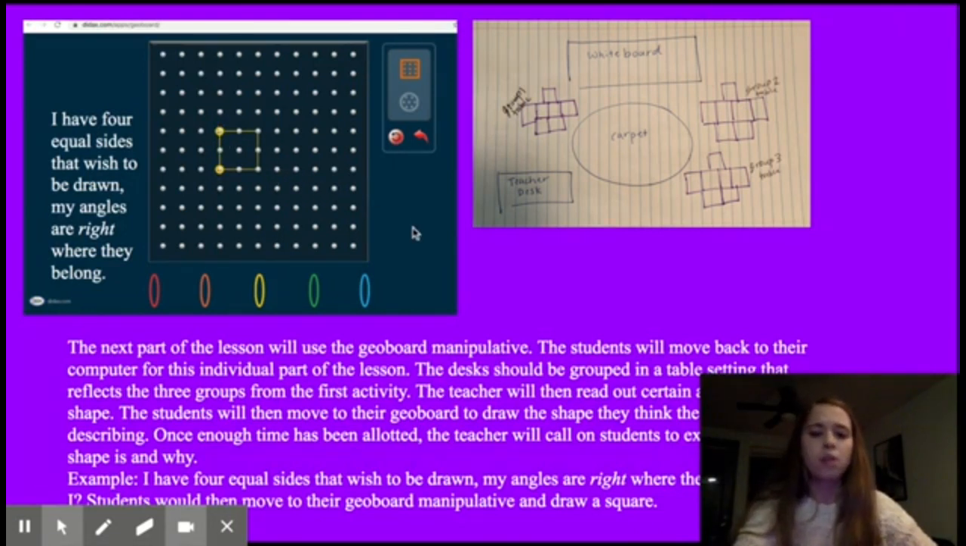And once enough time has been allotted, the teacher will then call on students to explain what they think the shape is and why, using attributes and evidence to back up what they have learned from the previously used activities and just what they know off the top of their head. So they're using the Geoboard for this quick part of the activity.